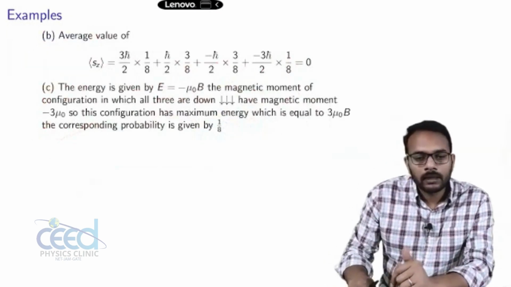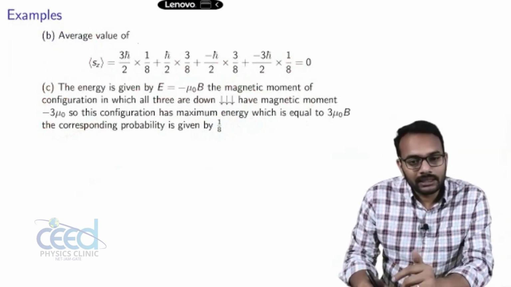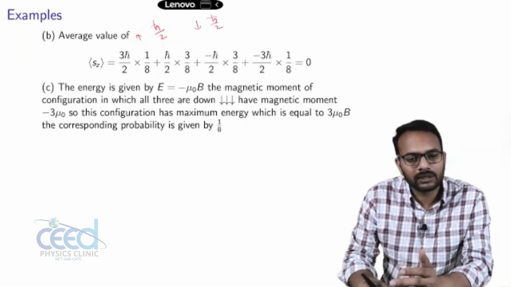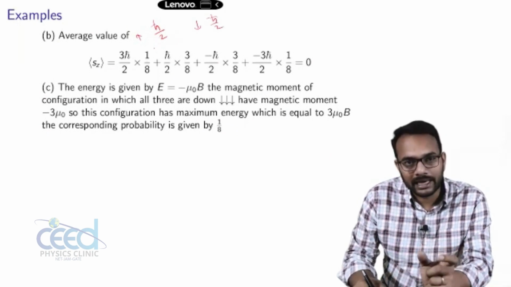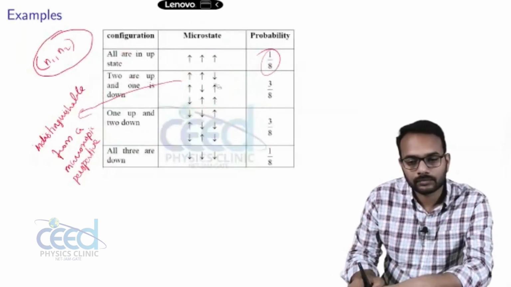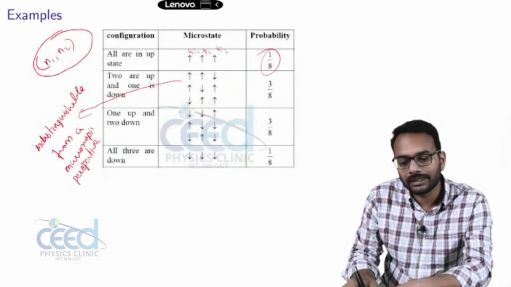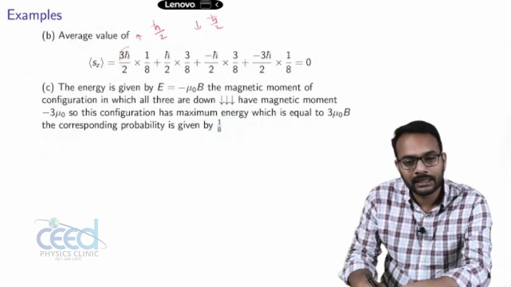Now, what's the average value of Sz? Sz has the value h cross by 2 if it is an up spin, and minus h cross by 2 if it is a down spin. So it can be 3h cross by 2 in this case, with h cross by 2 from each spin. So the total is 3h cross by 2 with the probability 1 by 8. That's the first term here.